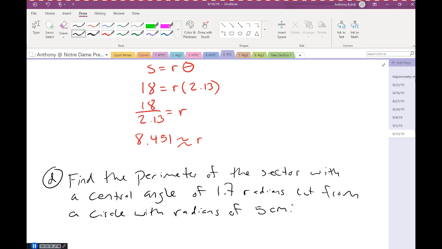So D says, find the perimeter of the sector with a central angle of 1.7 radians, cut from a circle with a radius of 5 centimeters. Let's start by reminding ourselves what we mean by a sector. This was a piece of geometry vocabulary that we might not remember.